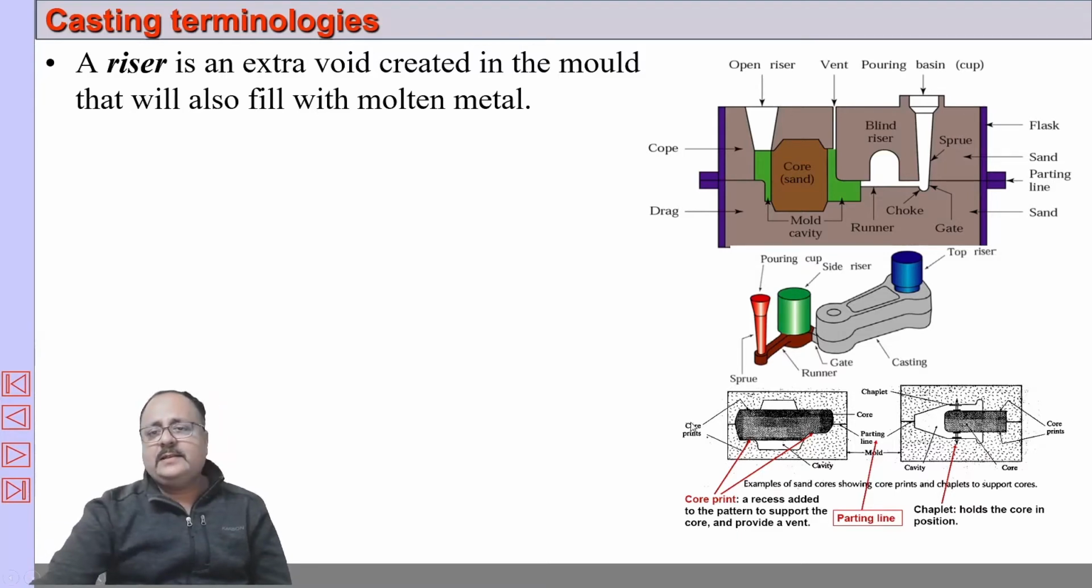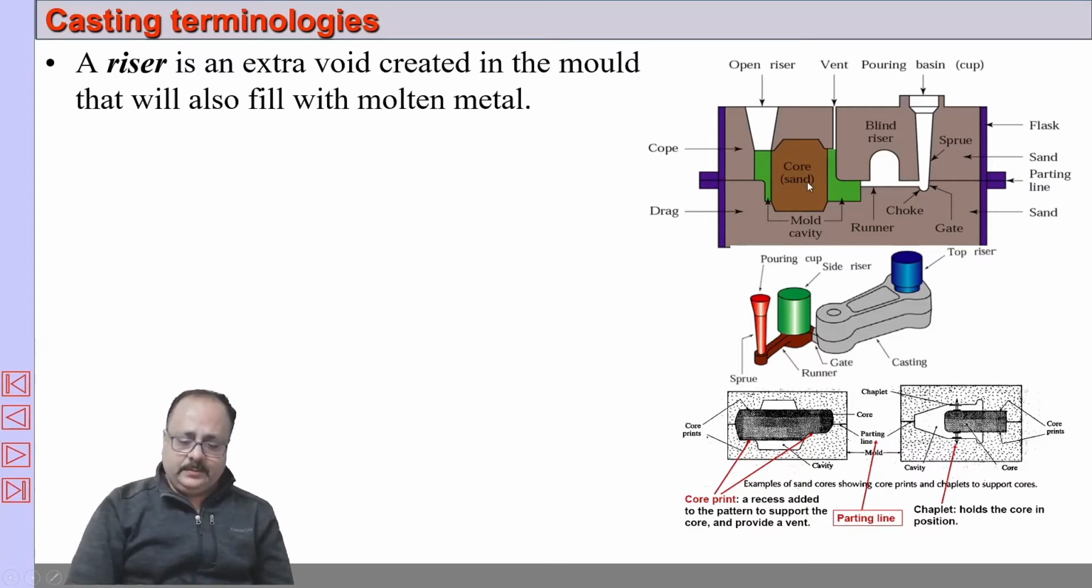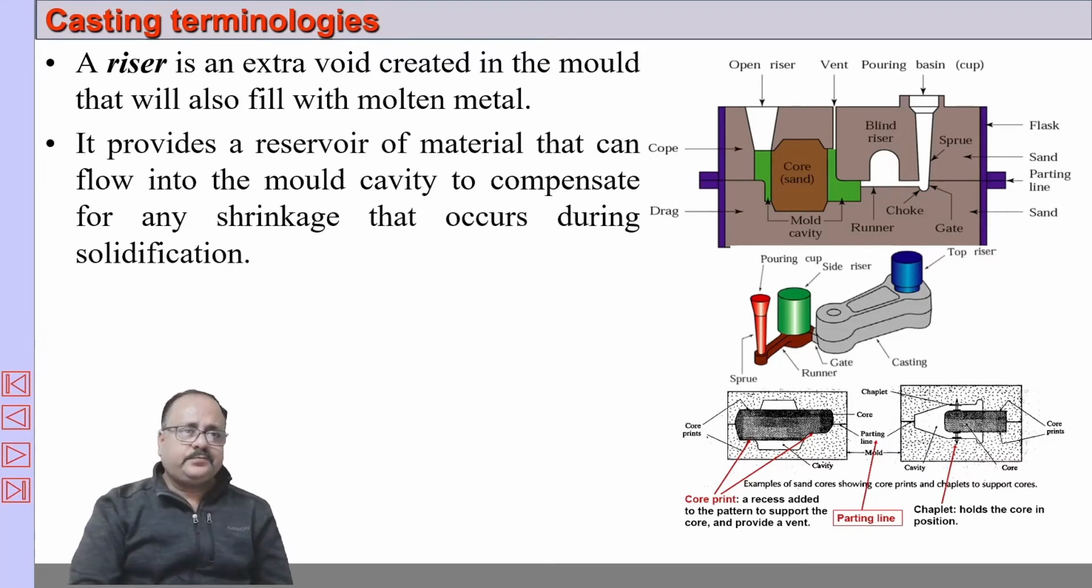Also, another aspect of the riser is that when you fill it, if this is an open riser, the liquid metal will come out. If we are doing it manually, the operator or the foundry man will understand that the molten metal has completely filled the mold cavity. So that is a secondary function, not the primary function of the riser. So it provides a reservoir of material that can flow into the mold cavity to compensate for any shrinkage that occurs during solidification.